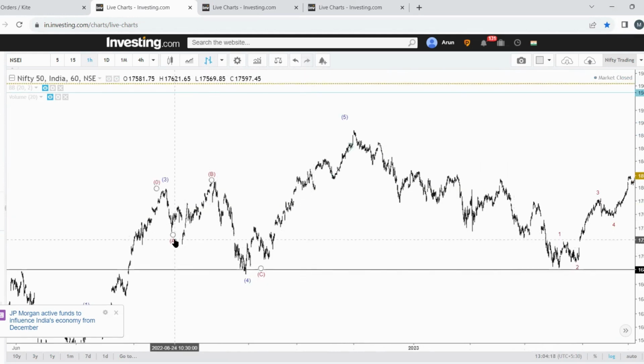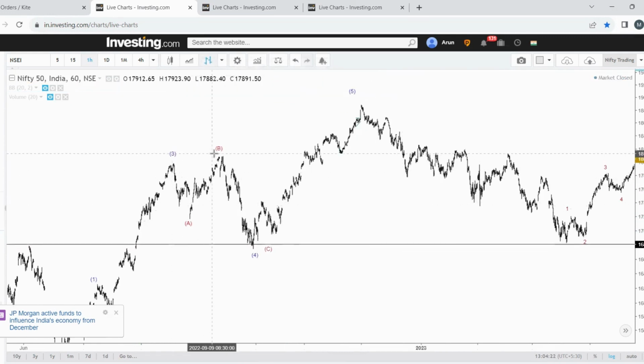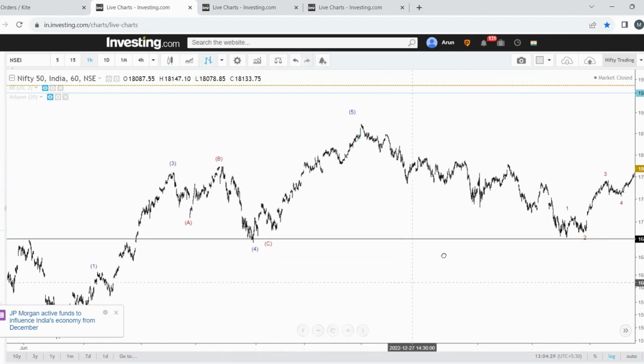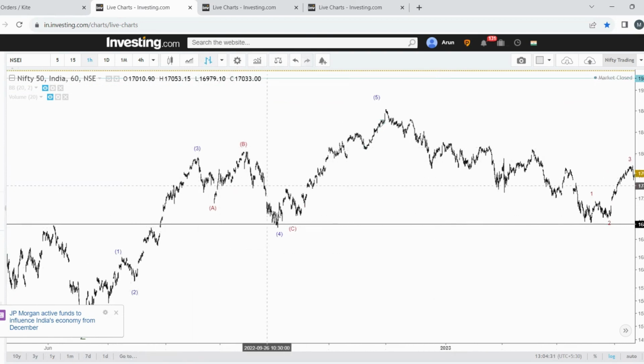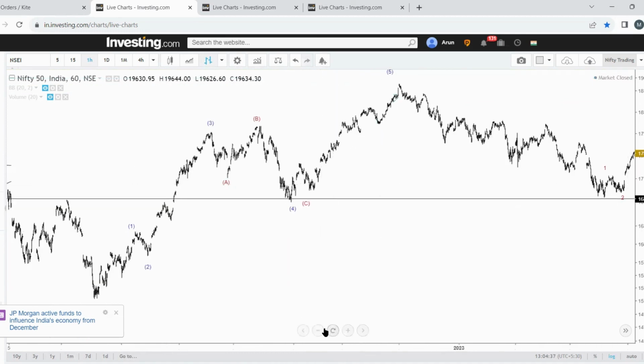See this. This is an irregular correction. Okay, this is an irregular correction. The irregular correction says the strength in the upcoming trend is much higher. That's why you can see an extended fifth wave move.